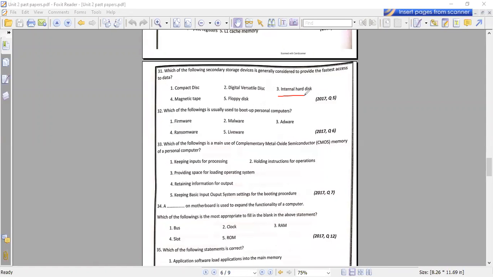32. Which of the following is usually used to boot up? For booting up, it is the ROM. ROM is a firmware. So first answer. 33. Which of the following is the main use of complementary memory? That is CMOS memory. You can have all these basic input-output system programs, that is BIOS programs, kept or powered by the CMOS. That is the booting procedure. Fifth answer should come. Most of you have put the correct answers.